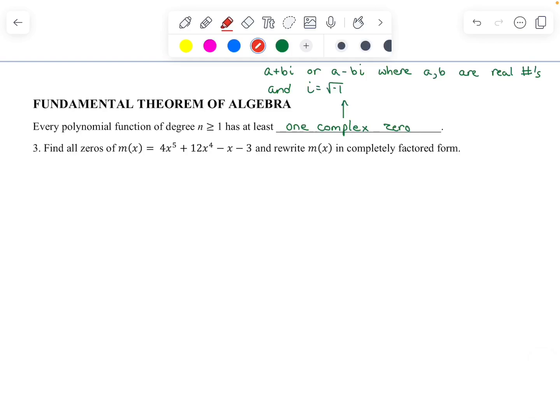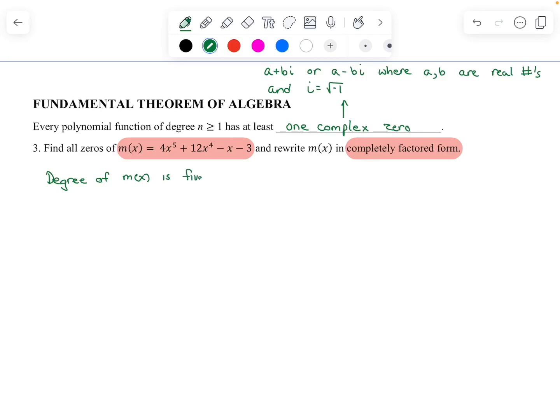So now let's take a look at an example. Find all zeros of m of x and rewrite m of x in completely factored form. To do this, we're going to start by looking at the degree of m of x, because we want to know how many zeros m of x actually has. So the degree of m of x is 5. So by the fundamental theorem of algebra, m of x has 5 complex zeros.